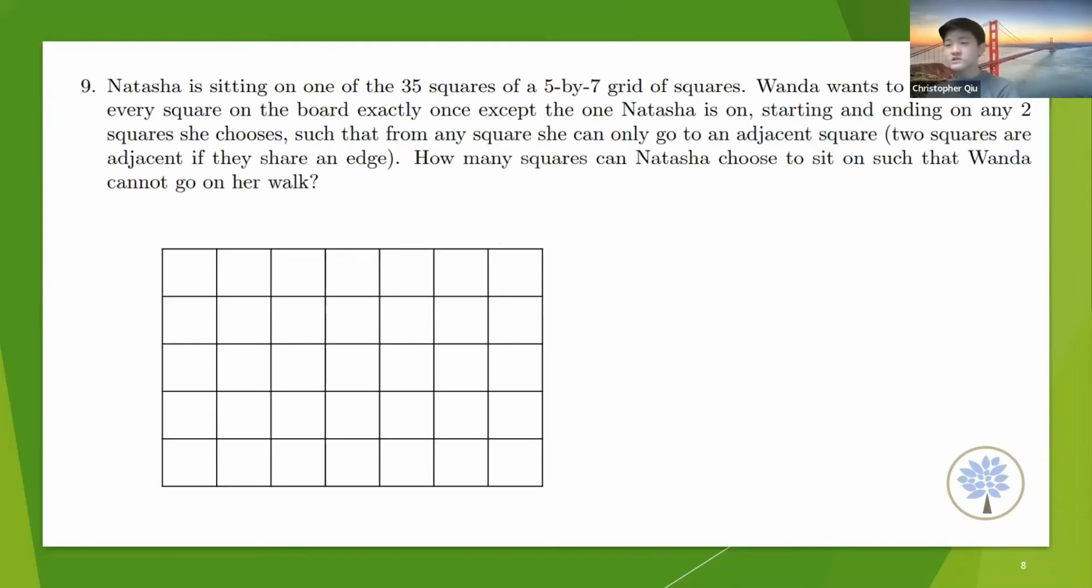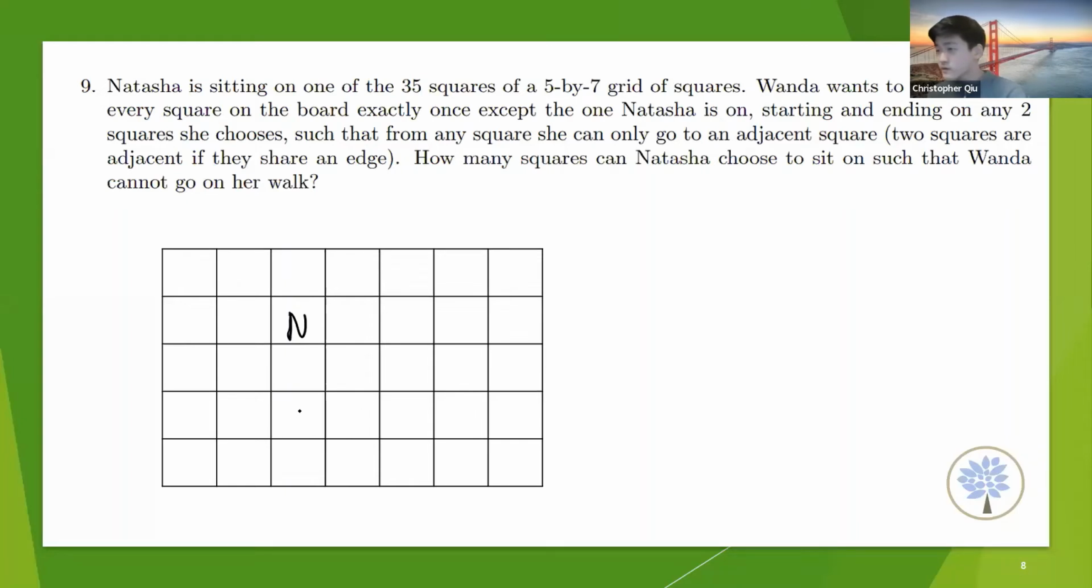In problem 9, Natasha is sitting on one of the 35 squares of a 5 by 7 grid of squares. So here we have a 5 by 7. And Wanda wants to walk through every square on the board exactly once, except for the one Natasha is on, starting and ending on any two squares she chooses. So for example, let's say Natasha is over here. Then Wanda can start from any square.